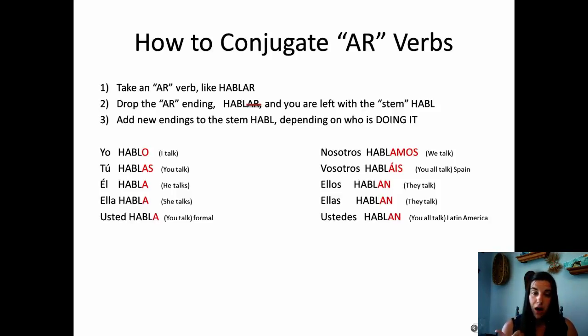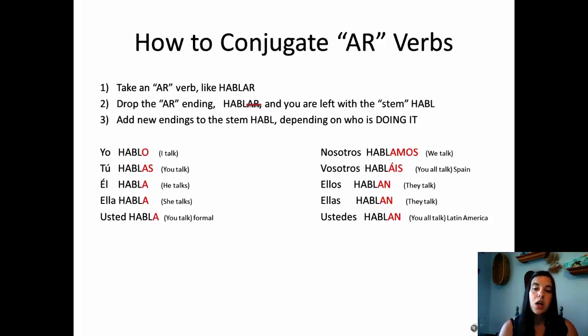If they talk, we add an. So drop the AR and add an. Ellos hablan. They talk. Ellas hablan. They talk, for just girls. Ustedes, you all talk, is ustedes hablan.